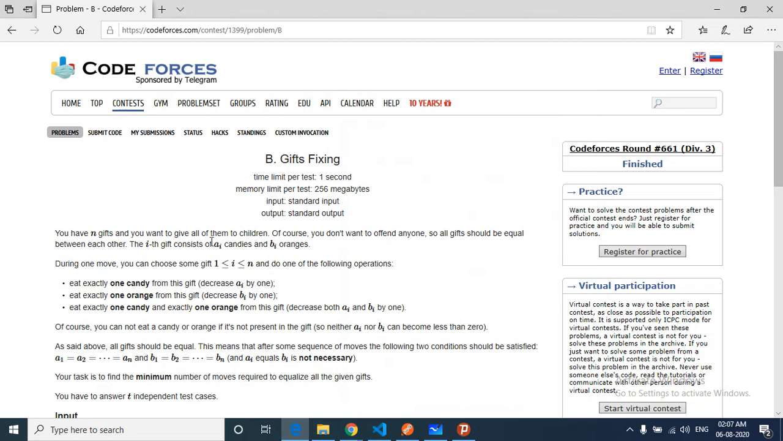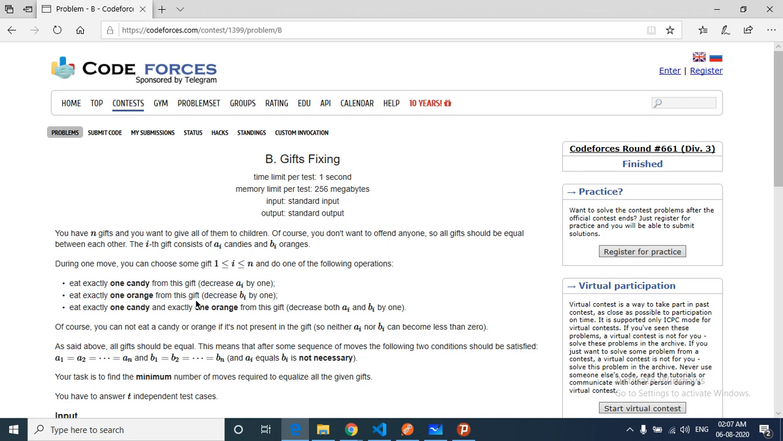The ith gift consists of a_i candies and b_i oranges. During one move, you can take one of the gifts and do one of the following operations: eat exactly one candy from the gift, eat one orange from the gift, or eat exactly one candy and one orange from the gift, so both are decremented. Of course you cannot eat a candy or orange if it is not present. If anything is 0, you cannot make it less than 0.